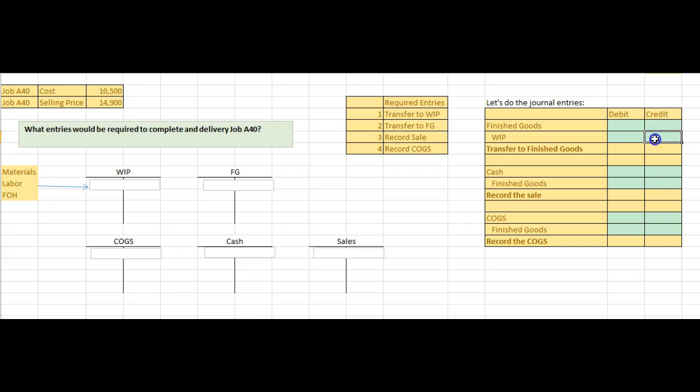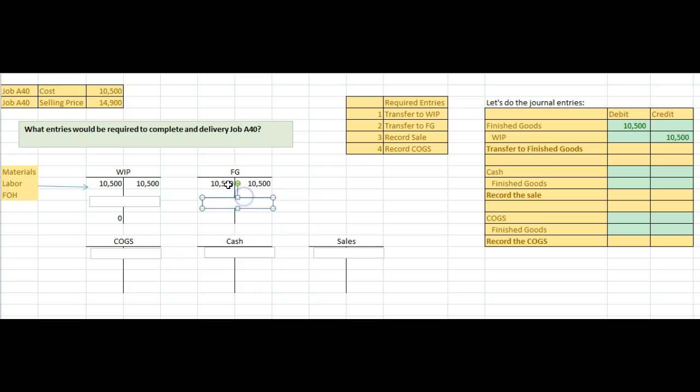And that's going to become a credit to work in process. And we're going to put it into finished goods. So that sets up the finished goods. And that looks like this in a T account. Here's the credit that makes this 0. And we're going to move that to finished goods. And there's the debit with that.